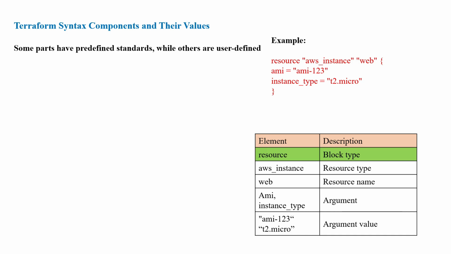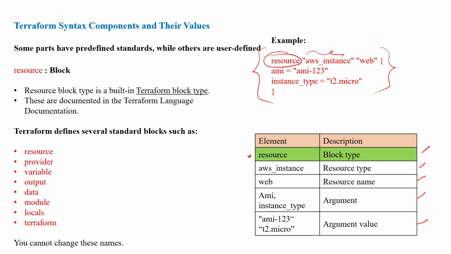Okay, so now what we will do, we will quickly cover one by one each and every section like block type, resource name, argument and argument values. So first we are going to cover block type. So far what we have seen is the resource block type, right? Where we have defined one AWS instance, EC2 machine or EC2 virtual machine in the AWS cloud.